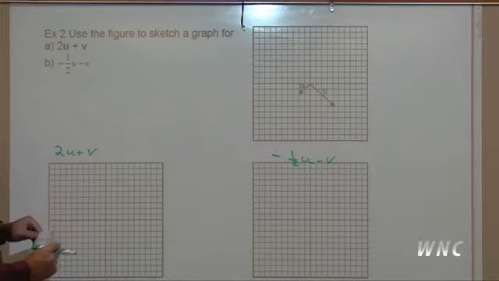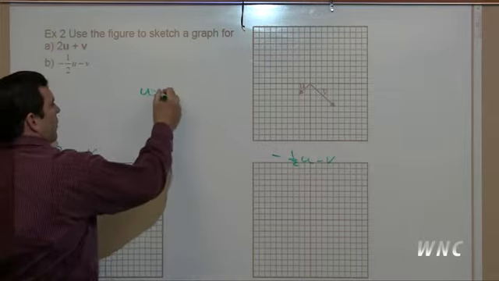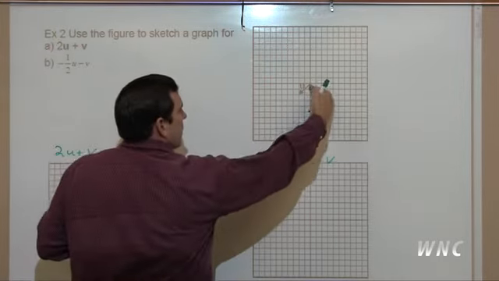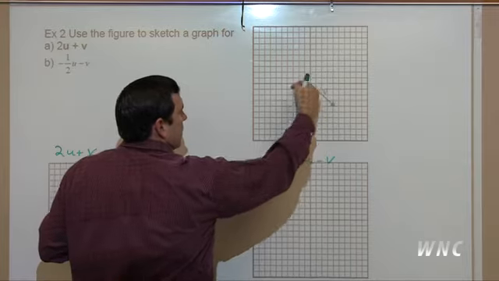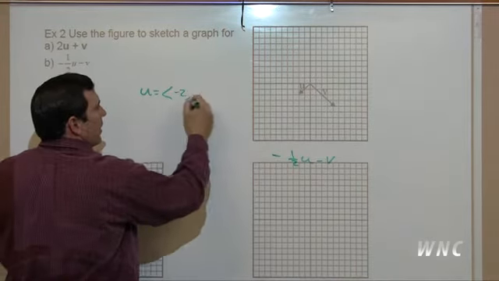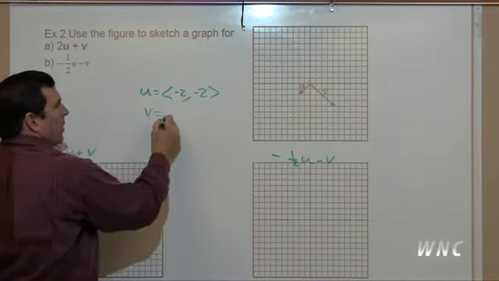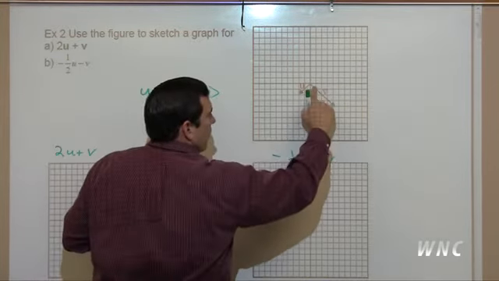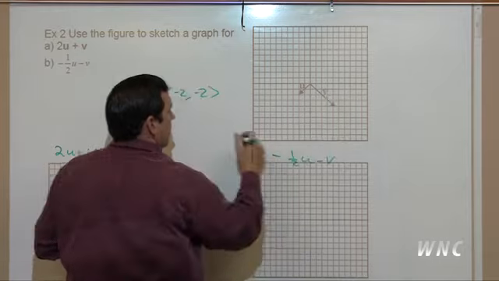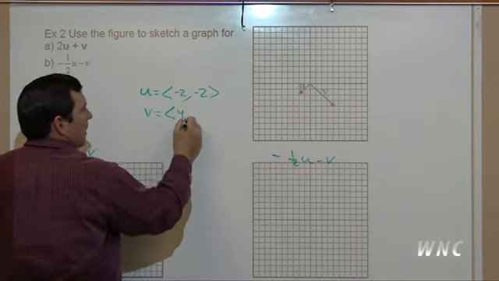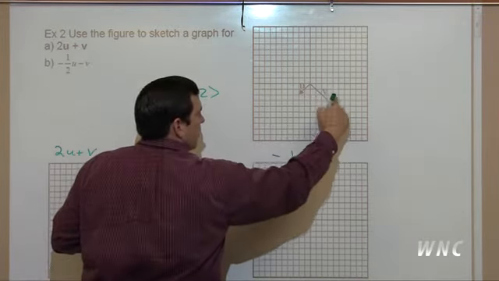So let's look at what is U. U is going to be the vector, it goes to the left 2, and it goes down 2. And V would be going to the right 1, 2, 3, 4, and then down 1, 2, 3, 4.